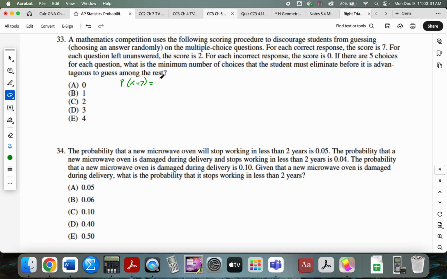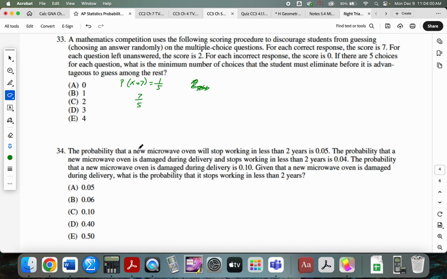There's five choices. It says five answer choices. So the number of points you would expect to get from that would be 7/5, right? Yeah, so you get 7 out of 5.